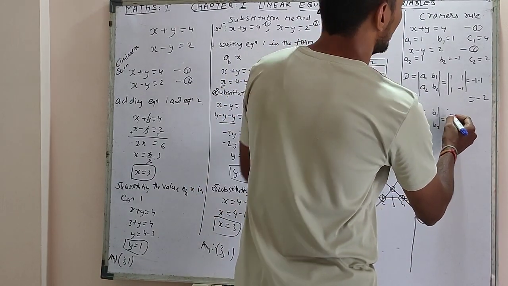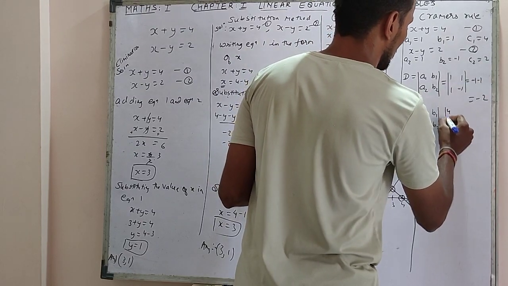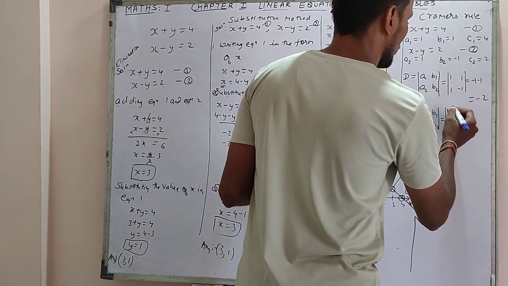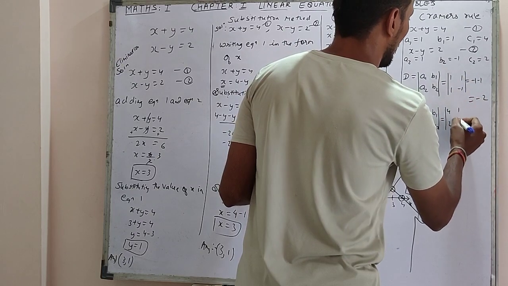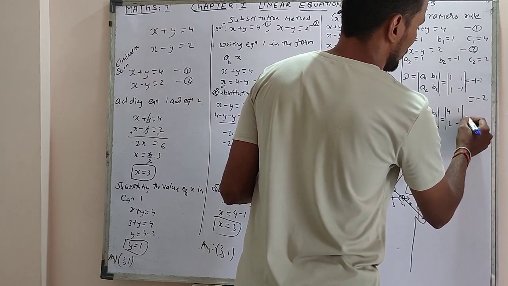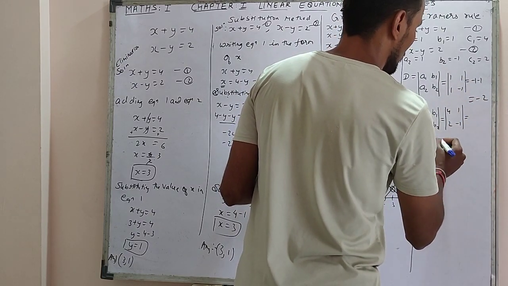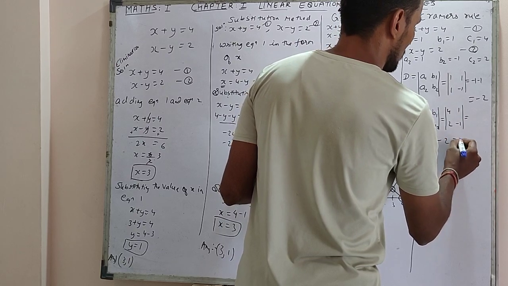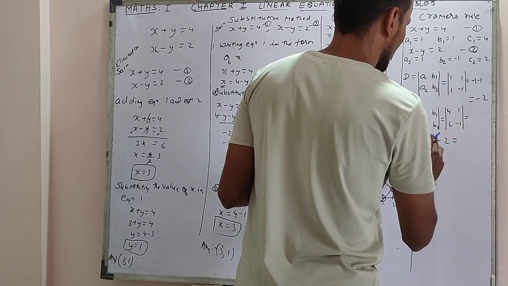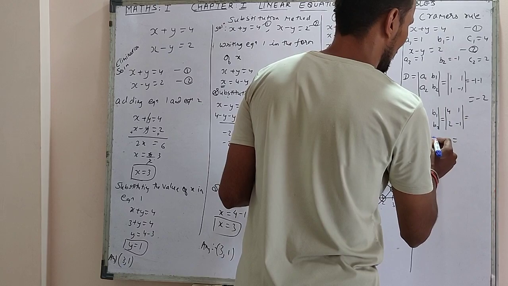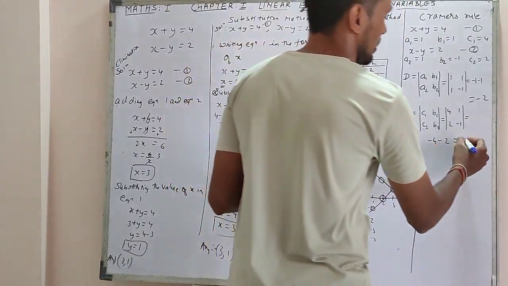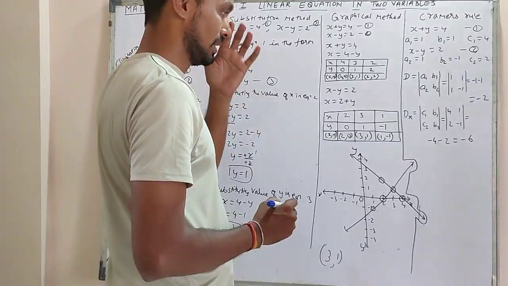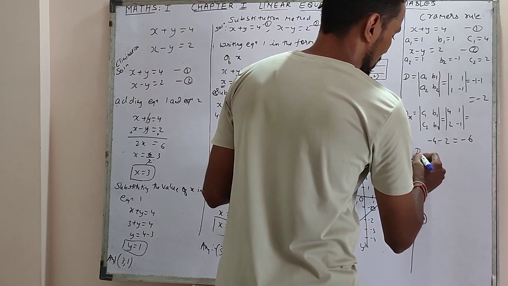So what is C1, C2? C1 is 4, C2 is 2, and B1 is 1, and B2 is minus 1. That will be 4 into 1, 4 ones are 4, minus 1 into 2, that is minus 2. Wait, did my multiplication go wrong just now? 4 ones are 4. Minus 4 and minus 2 will be minus 6. Okay. Now we are supposed to find out the value of D1.